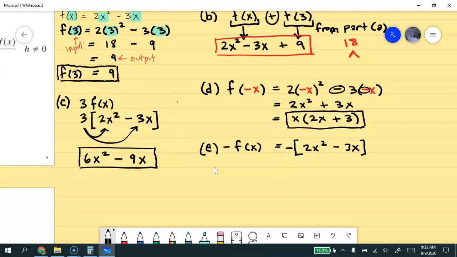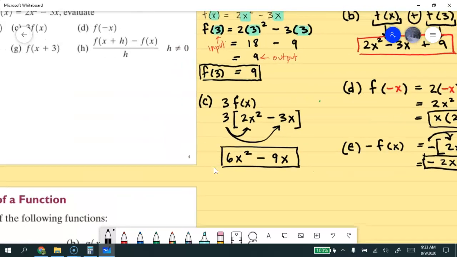If you're going to multiply that by a negative, you have to realize that essentially it's going to cause everything on the inside to take an opposite symbol. So this becomes negative 2x squared plus 3x, and we're done with that question as well.